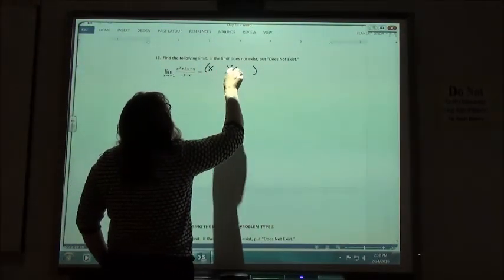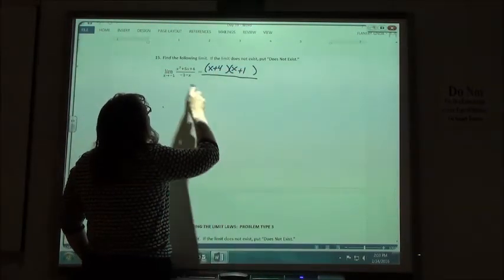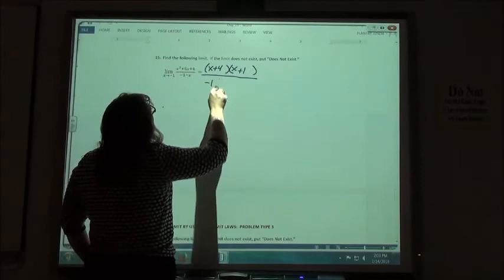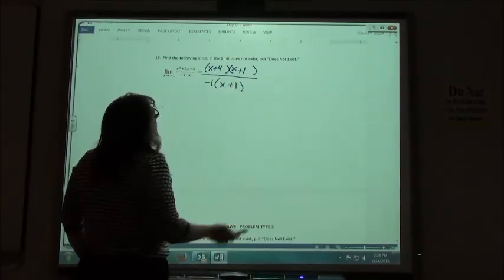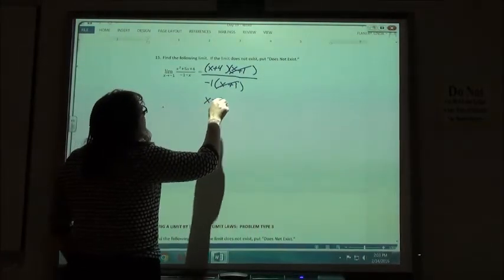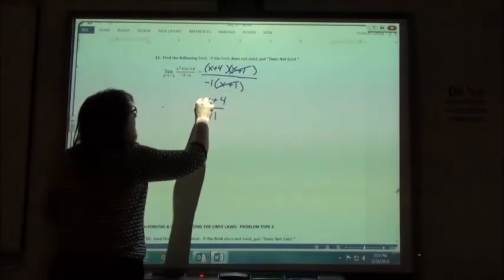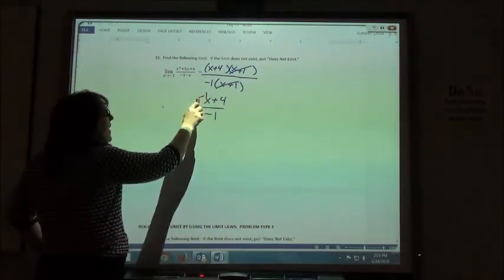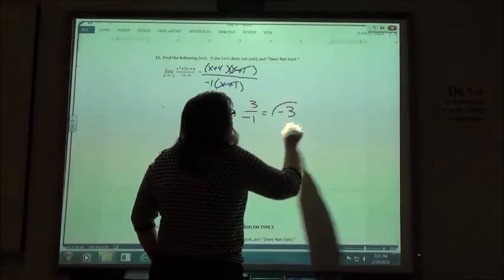x and x, a plus 4 and a plus 1 would give me plus 5. On the bottom, if I factor out the negative 1, I'm going to get a positive x and a positive 1. So again, I can just cancel out my x plus 1. I get x plus 4 over negative 1. So I'm finding the limit as x approaches negative 1. I'm going to put negative 1 in for my x. Negative 1 plus 4 is 3. 3 divided by negative 1 is negative 3.